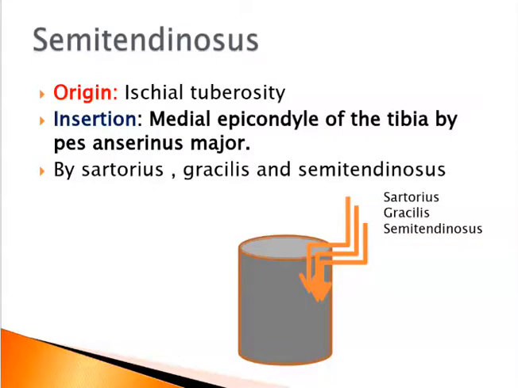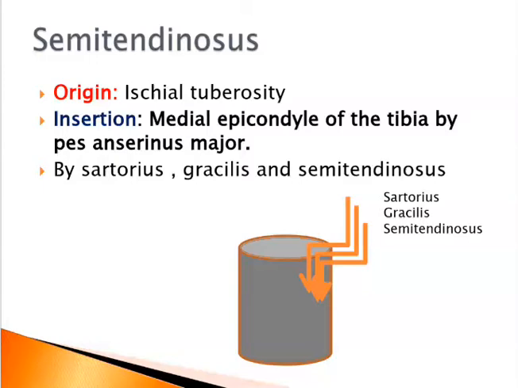Then we come to semitendinosus. This is a medially located muscle on the back of thigh. Origin is again ischial tuberosity. All the hamstring muscles take origin from ischial tuberosity. So semitendinosus also takes origin from ischial tuberosity. Insertion. It is inserted into medial epicondyle of the tibia by what is known as pes anserinus major.